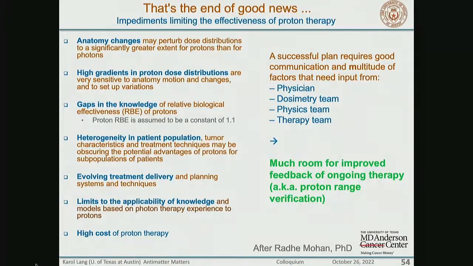So there are, in this team, physicians, dosimetry people who specialize in understanding how the energy is deposited and how to measure it. There are physicists, typically with a particle physics background. And there's a therapy team, those who are moving patients and helping them and whatnot. Bottom line is that while there's a lot of good news in using proton beam, everybody would agree there's much room for improved feedback of ongoing therapy. In industry, it's typically called proton range verification. How do I know that my beamlet is hitting what I want it to hit?